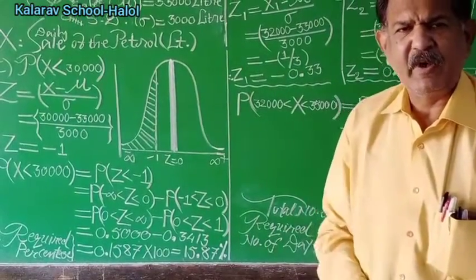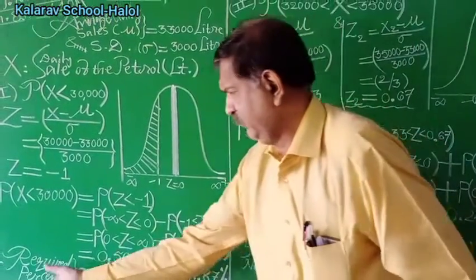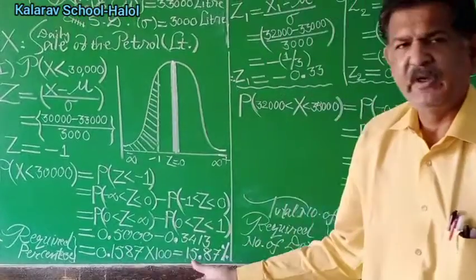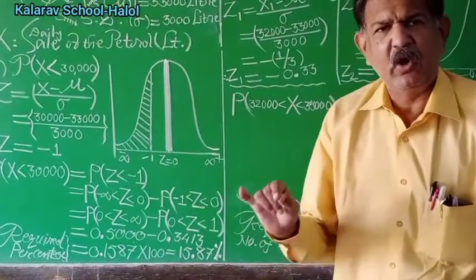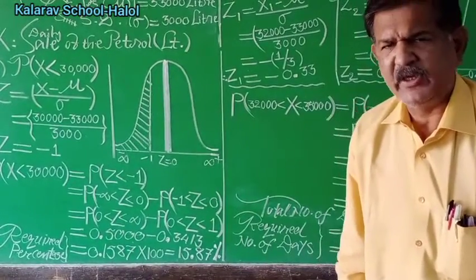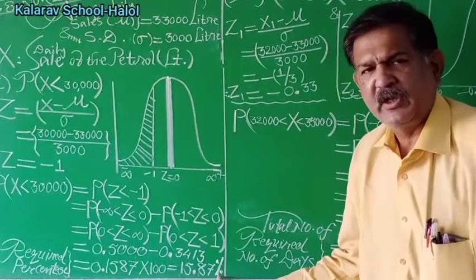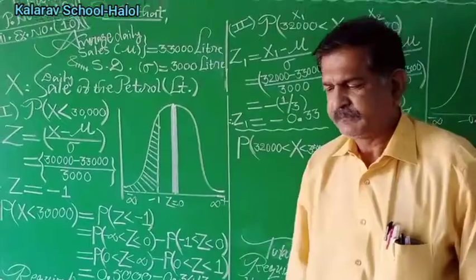But the answer is required in terms of percentage, and that is why the required percentage is 0.1587. It should be multiplied by 100 in order to convert it into percentage. Therefore, 15.87 percent is the required answer, answer number 1.